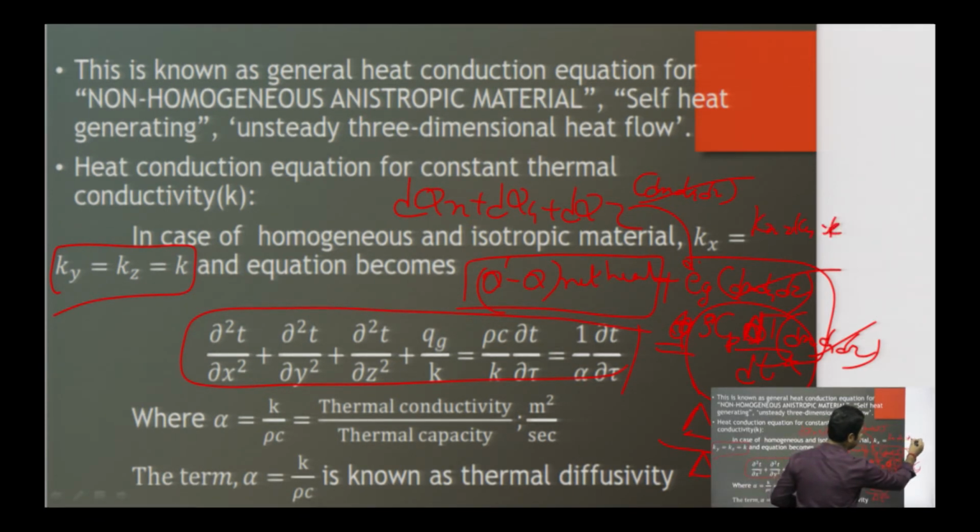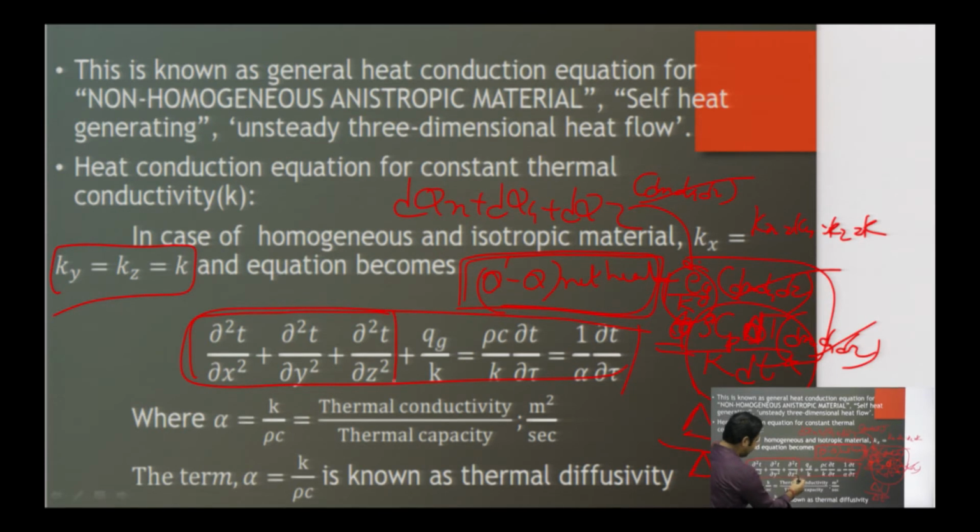Now this k will be divided here, it has gone off from this. The k will be divided here, and the k will also be divided here. So the final equation that remains is del square T by del x square plus del square T by del y square plus del square T by del z square plus qg by k, because we have taken k common and divided it throughout, and then it is rho c by k here. Here I have written rho cp by k.